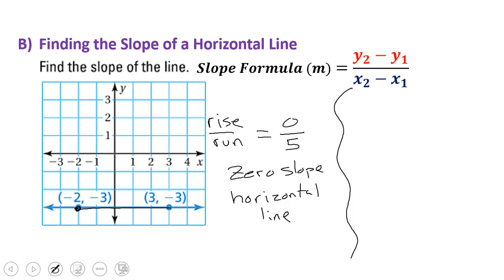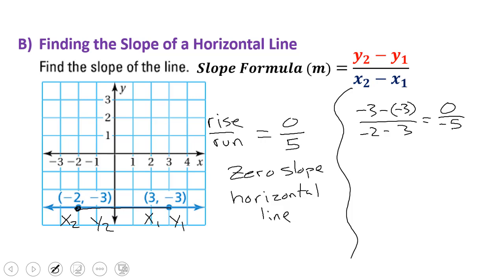And remember, those sub 1s and sub 2s just mean we're taking one point and calling it point 1, and another ordered pair and calling it point 2. I'm going to go the other way this time, and call this x2, y2, and I'm going to say x1, y1, and plug these numbers in: -3 minus a -3 over -2 minus 3. Well, -3 minus a -3 is 0, and -2 minus 3 is -5.